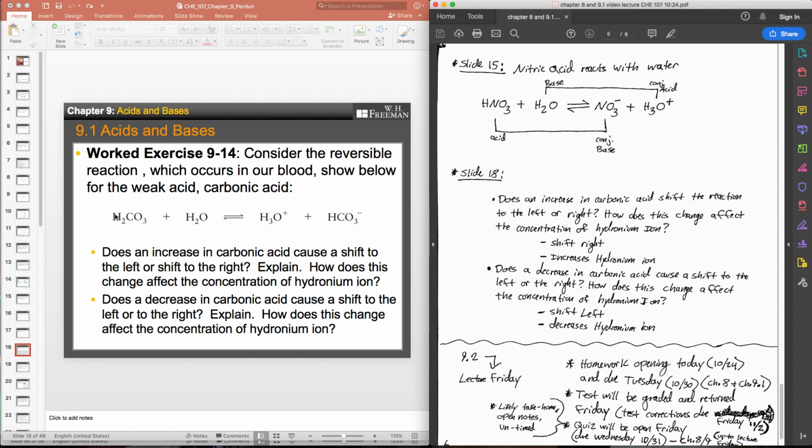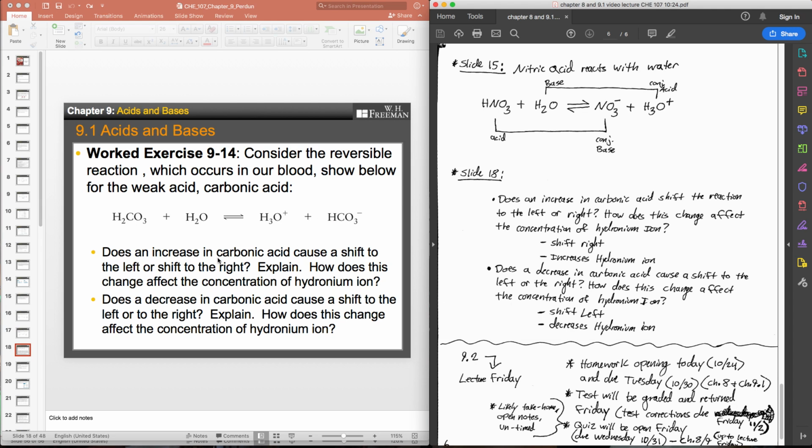How do we know that? Because it has its hydrogen attached. This does not have that hydrogen attached, right? So this hydrogen right here has been removed. Therefore, this is the conjugate base, right? This is carbonic acid. This is the conjugate base, carbonate. Okay, so this is carbonate, right?